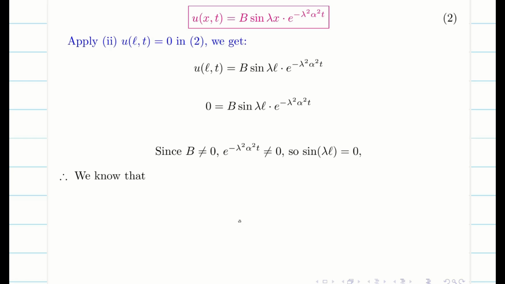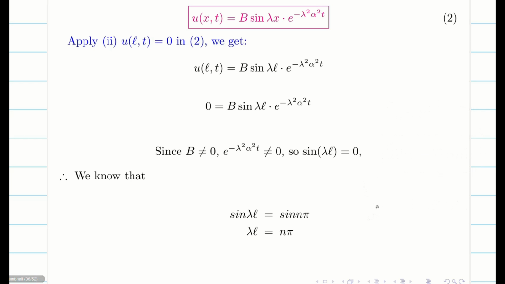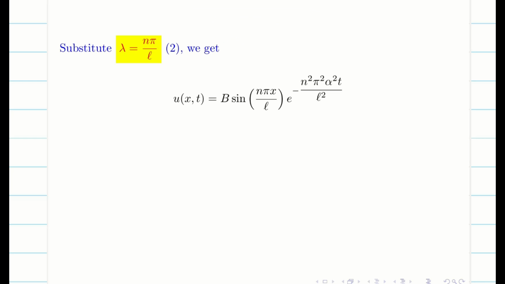And we know that if sin lambda L is equal to 0, then sin n pi is also equal to 0. Now comparing sin lambda L equal to 0 and sin n pi equal to 0, when n belongs to integers, we will be getting sin lambda L is equal to sin n pi. When sin gets cancelled, we will have lambda L equal to n pi and finally lambda equal to n pi by L. Now substituting this lambda equal to n pi by L in 2, we will be getting like this.